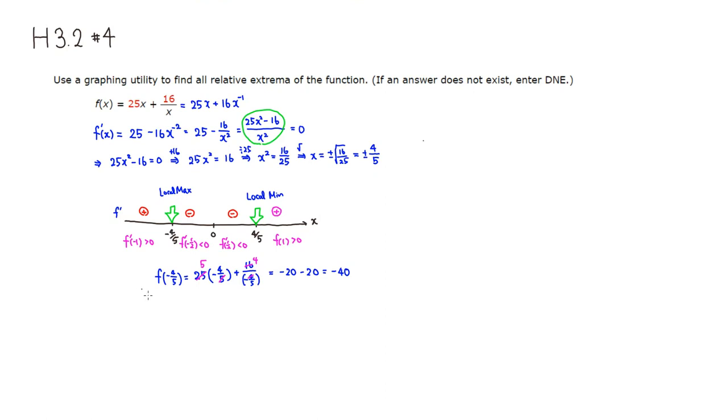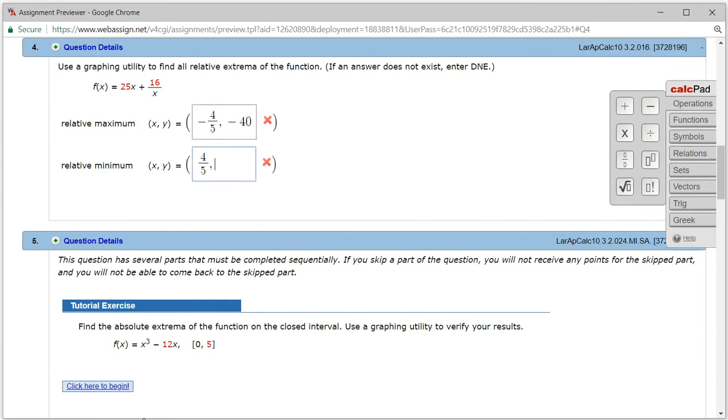Then we're going to look at f of 4/5, which is the local minimum. So it's 25 times 4/5 plus 16 over 4/5. Just like before, the 5 and 5 cancel out, and the 4 and 16 cancel out 4, and it just has different signs. So it's going to be 20 plus 20, which is 40. So we're going to get 40 there.